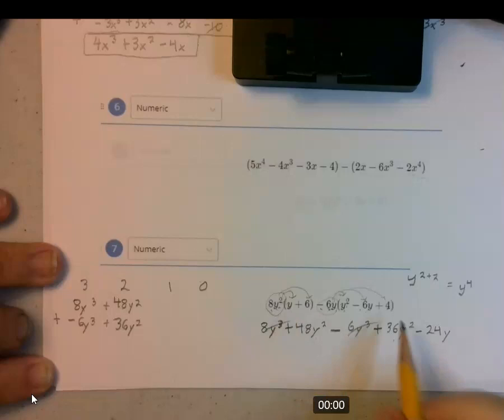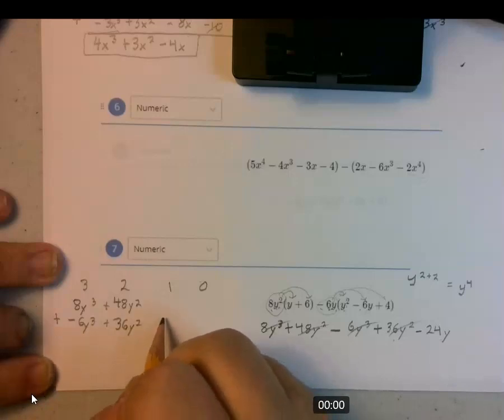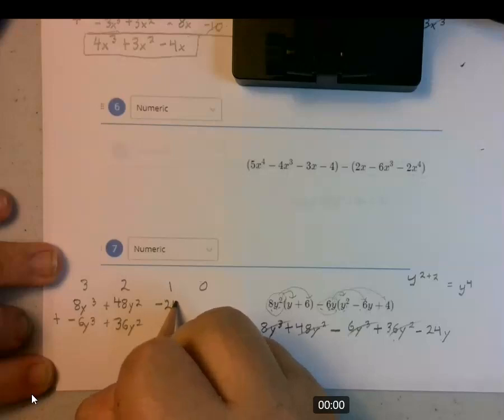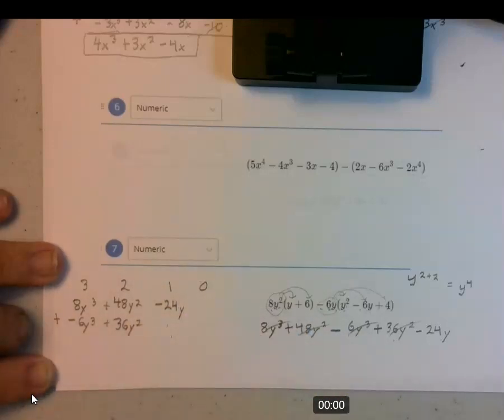Okay, and what you can do is scratch them off as you do them. And we only have one term left, it's minus 24y. It doesn't matter whether I put it up here or down here, I'll put it up here. And there's no constant, every term has a y. There's none without a y, so there's nothing there.